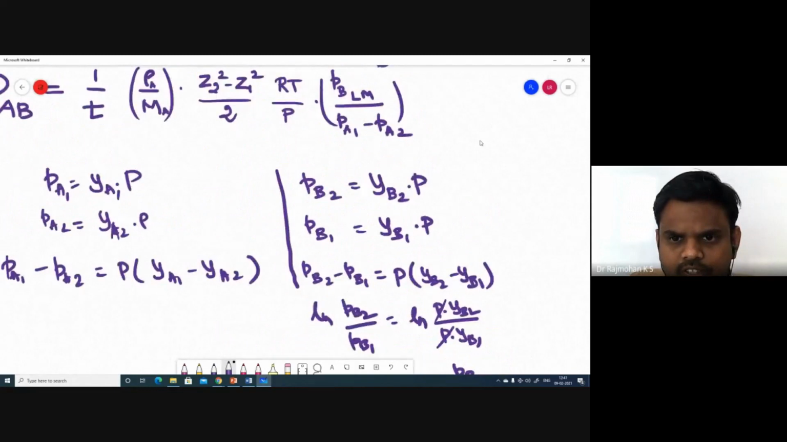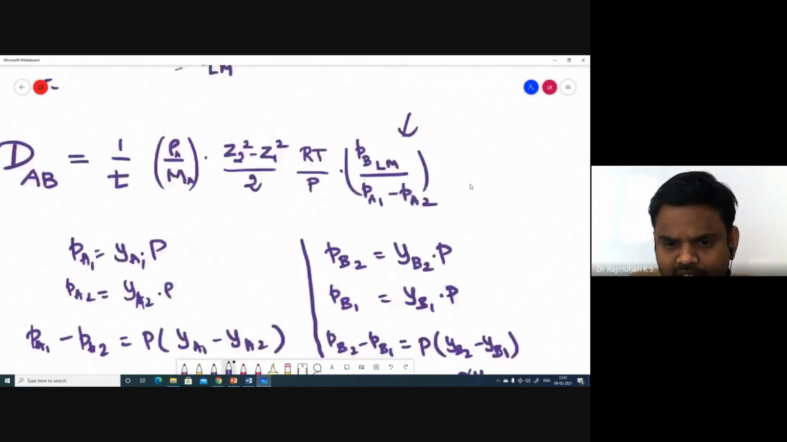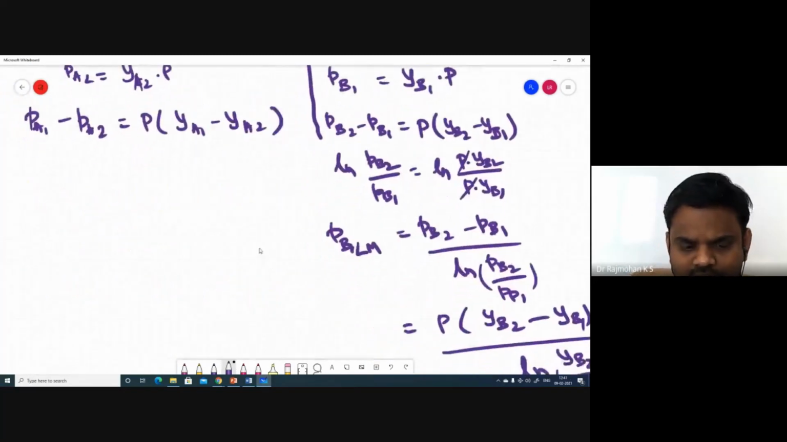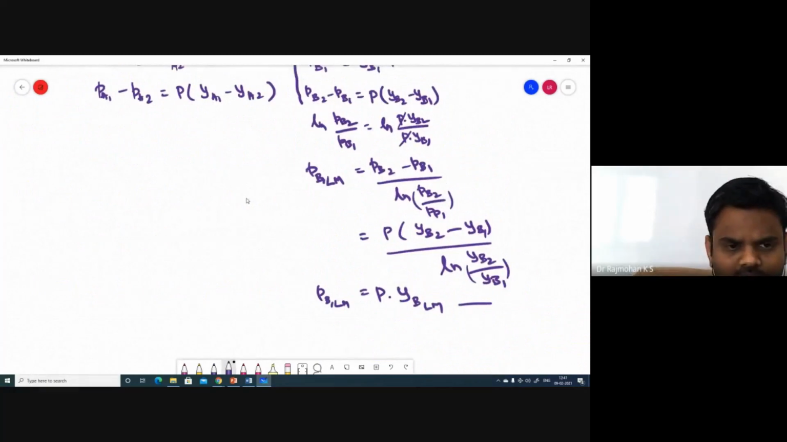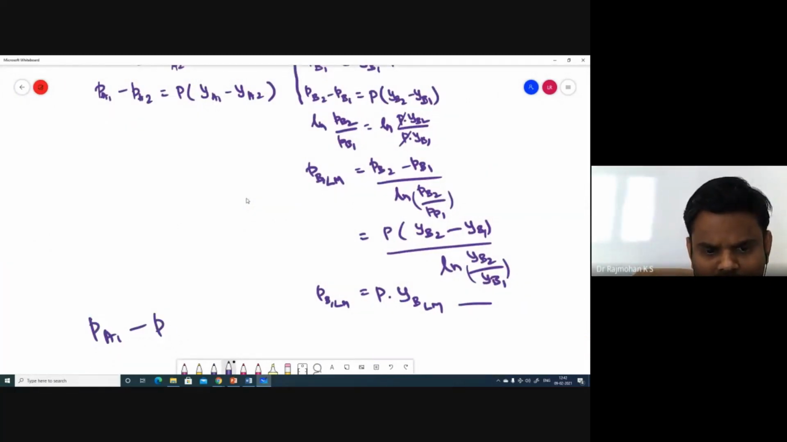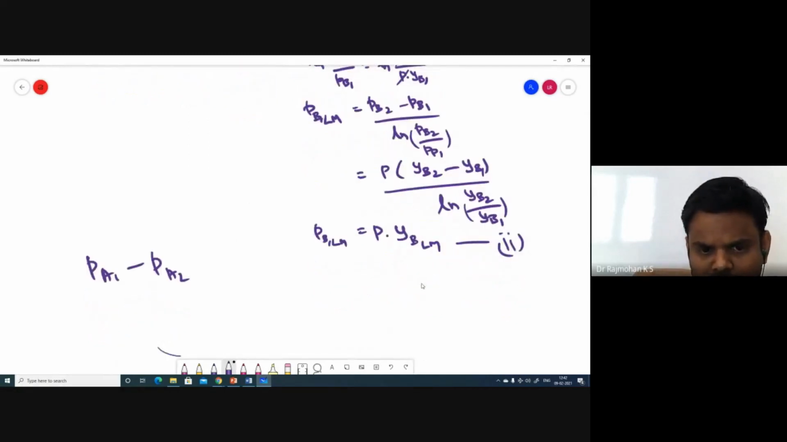So in this equation, PA1 minus PA2 by PB logarithmic mean, we can replace now. So let it be condition 1, and let this be condition 2. From 1 and 2, we have PA1 minus PA2 is P into YA1 minus YA2.